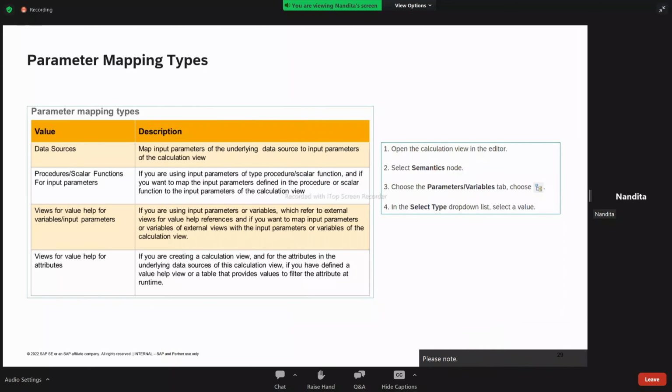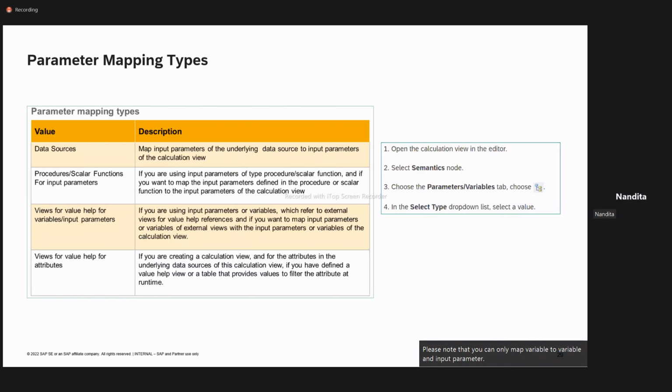Please note that you can only map variable to variable and input parameter to input parameter. Cross mapping, such as mapping an input parameter to a variable or a variable to an input parameter, is not possible. Once you make your type selection, you will then see on the left side the input parameters and variables that are defined in the calculation views from all lower levels in the stack, related to the mapping type you selected. On the right side, you will see input parameters and variables that are defined in the current calculation view, the one that you are editing.